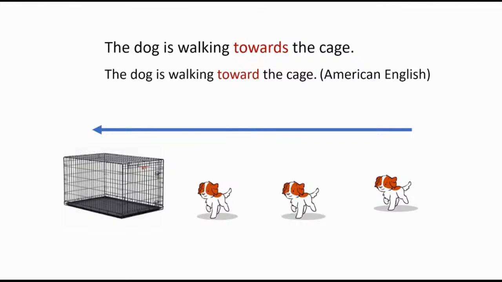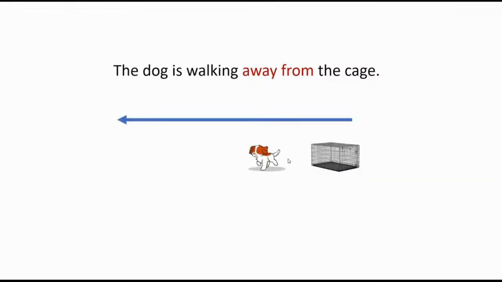Okay? And now let's look at the opposite. The dog is walking away from the cage. So, away from means that the dog is starting next to the cage and is walking in the opposite direction of the cage. So, let's look at the animation. Okay?